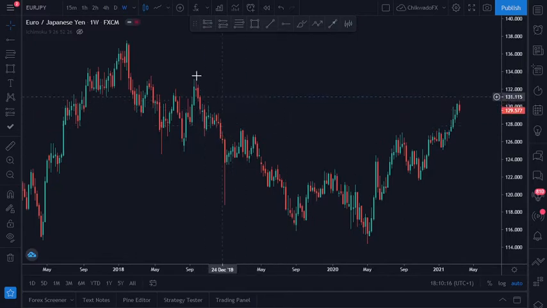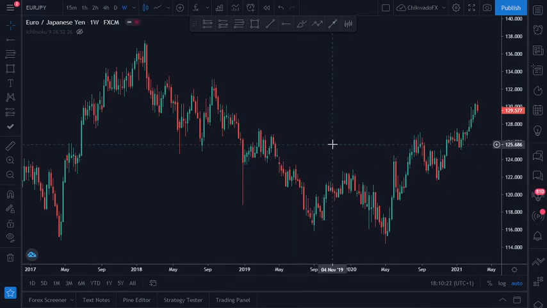So right now I have in front of me Euro Japanese yen, and this is looking at the market on the weekly time frame.